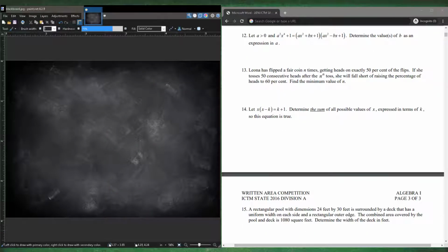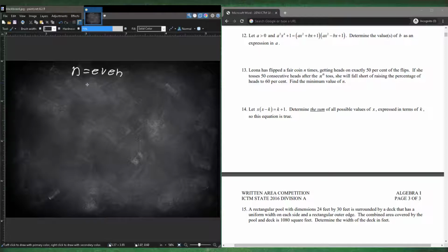Okay, number 13. Leona has flipped a fair coin n times, getting heads on exactly 50%. So since it says exactly 50%, that means n has to be an even number, because if it's odd, it's not possible to get exactly 50%. If you flip a coin 3 times, you get 1.5 heads because you can't get half a head. If she tosses 50 consecutive coins after the n tosses, she falls short of raising the percentage to 60%.